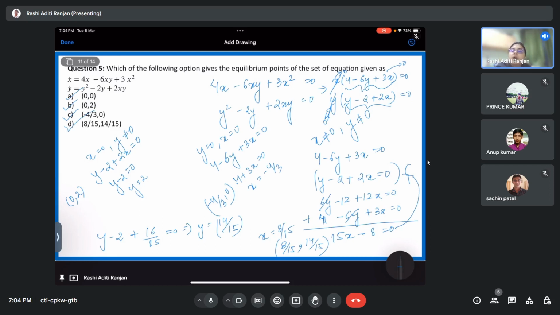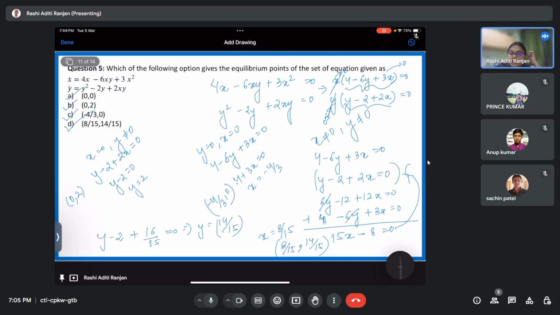So this is how you need to find out what the equilibrium points are, because in the case of a nonlinear system, it is very important that we know what the fixed points are, and only then can we work out how the stability of the system is going to be. Because if we miss any of the fixed points, it may happen that we do the wrong analysis.